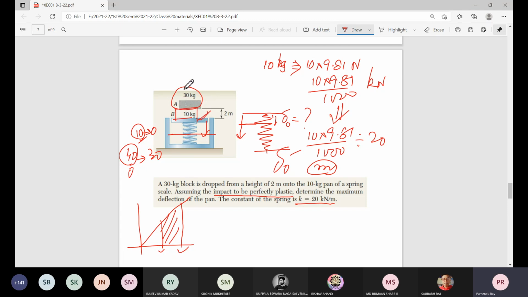But we are talking about if we simply place this 30 kg block on this 10 kg pan, and gradually you remove your fingers from holding that block of 30 kg, as if some quasi-static deformation is there. Very slowly it is coming down, coming down, coming down. So that 40 multiplied by 9.81, divided by 1000 in kilonewton, divided by 20, in meters, is the maximum static compression. Okay, but this additional part needs to be considered separately. How, that we will discuss.